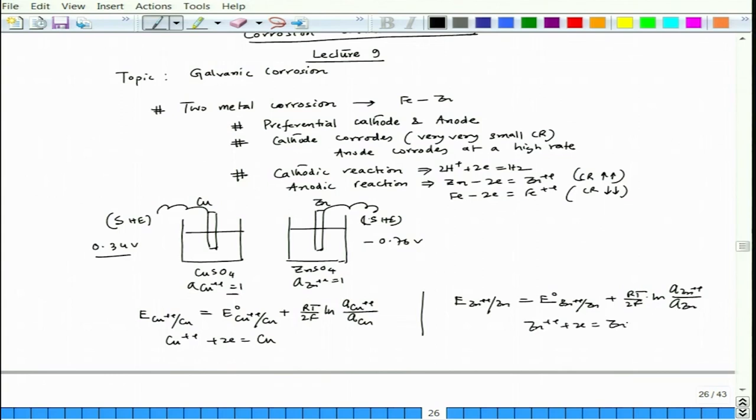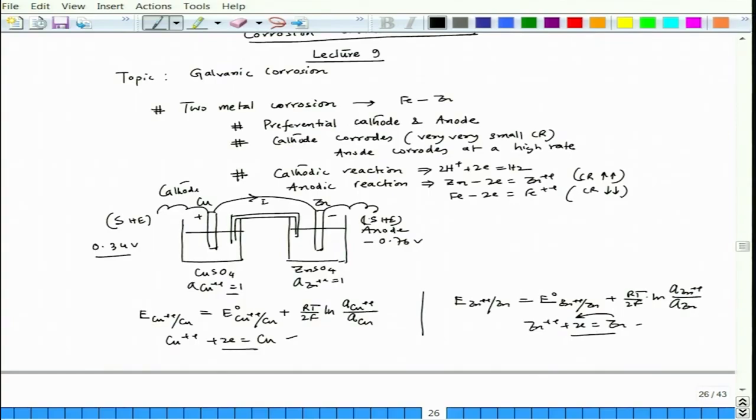zinc. Interestingly, if we connect them, and remember there should be a salt bridge to maintain electrical connectivity, and here we connect this with a conductor, then current will flow from this copper into zinc, and this is positive or cathode, and here it is negative or anode. Now, if you see the cathodic and anodic reactions, the same ion is depositing and the same metal is forming the ion. In case of the zinc surface, it is zinc which is going to the anodic situation when it is connected. So, preferentially anodic reaction would happen here and preferentially cathodic reaction would happen here.